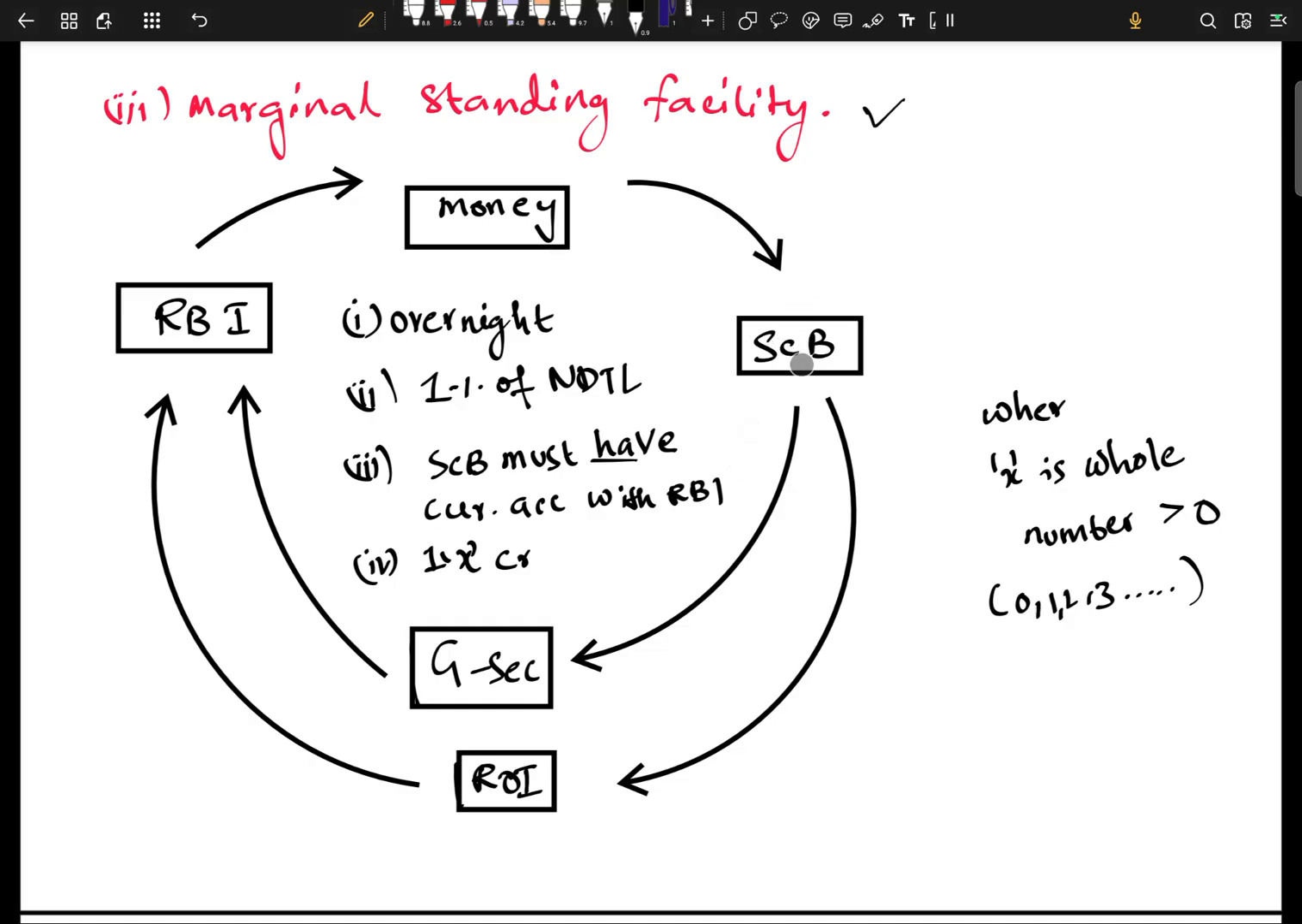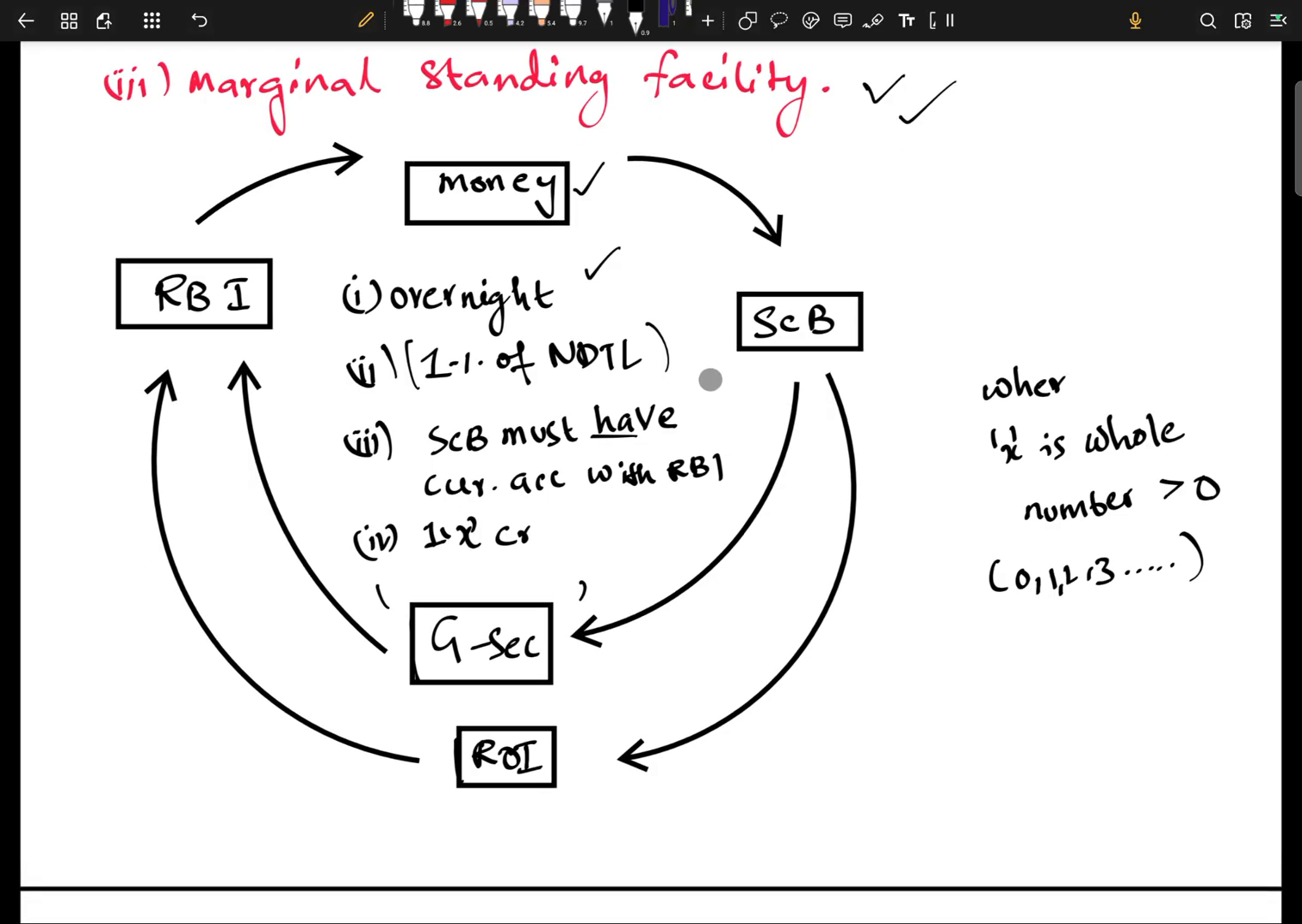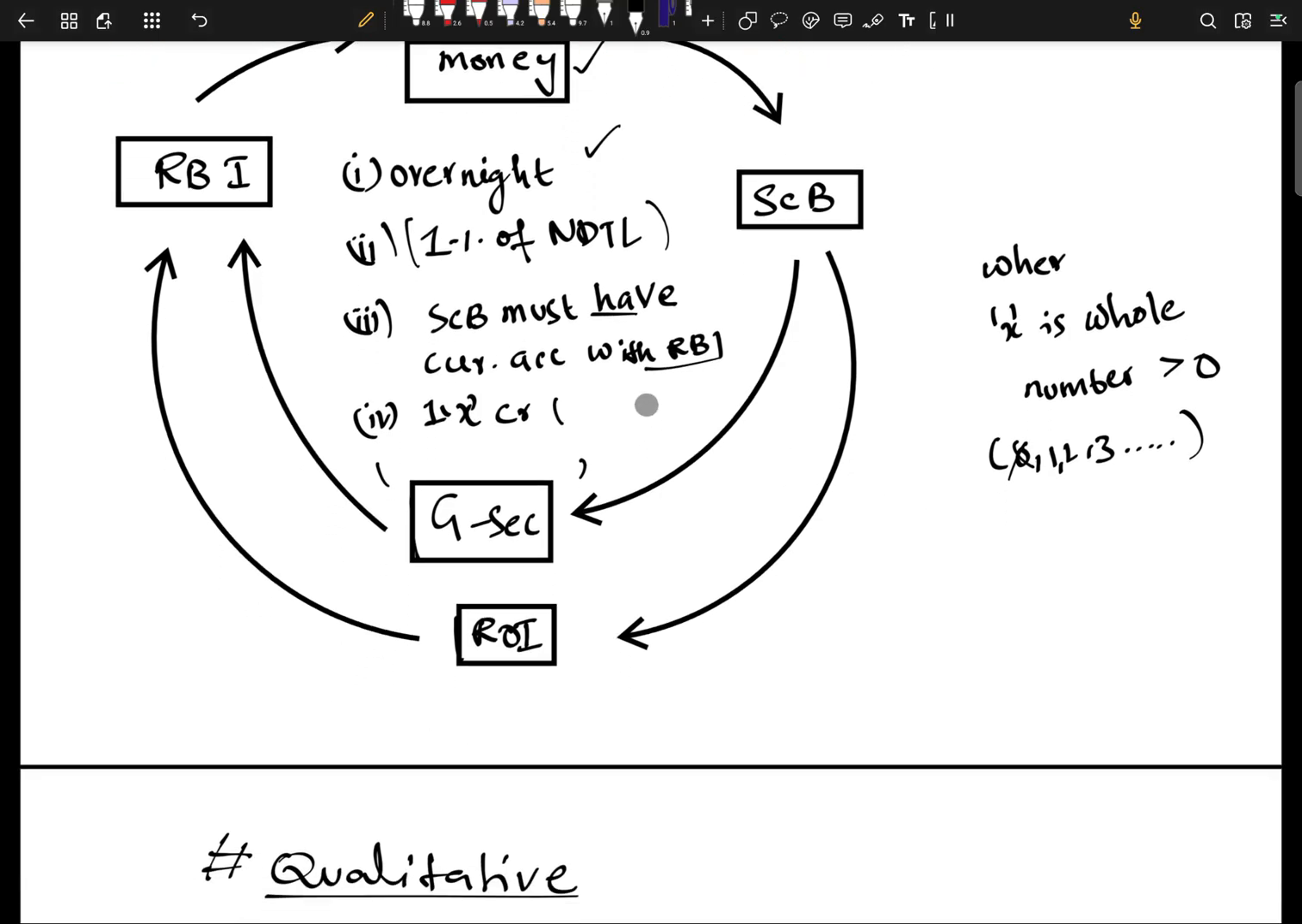Under this, the scheduled commercial banks will take some loan or money from the RBI, but it has to give some collateral, that is G securities, and later on it has to pay the rate of interest to the RBI. These are generally overnight, and only 1% of NDTL can be taken as loan. And to get this, the scheduled commercial bank must have a current account with the RBI, and it can only take in terms of 1 crore and its multiples, right? Where x is 1, 2, 3, not 0, greater than 0, right?